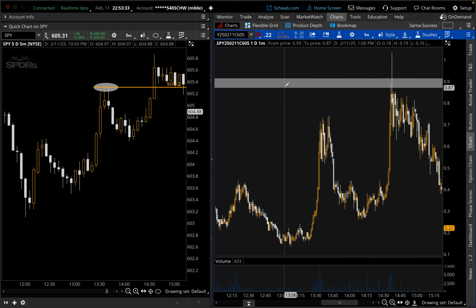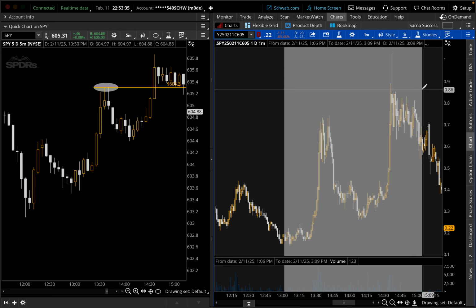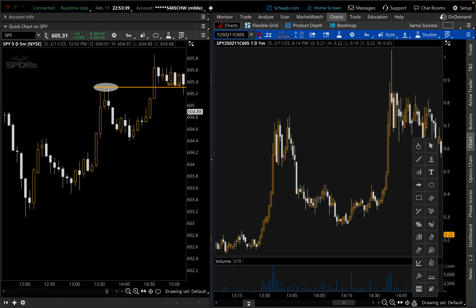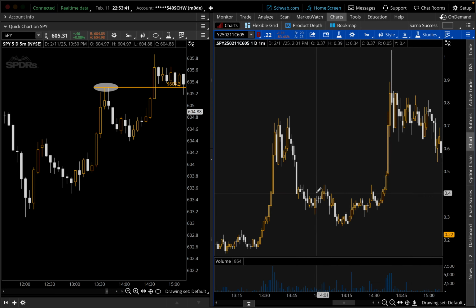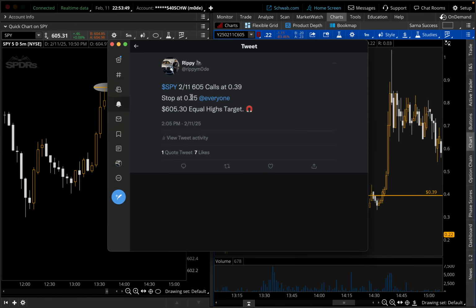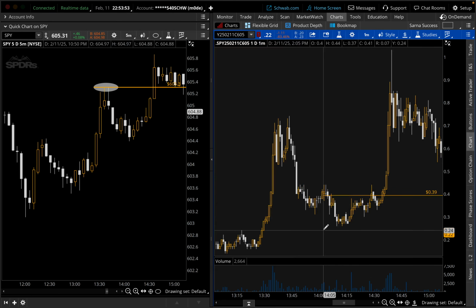Let's go into the option contract chart, and let's dive into the entry, the exit, the trim, and basically how this trade played out. So I'm going to go into 2:05 p.m. here. Entry came on this candlestick at 39 cents. As mentioned in the signal, stop loss was at 25. Again, 605.30 equal highs target.